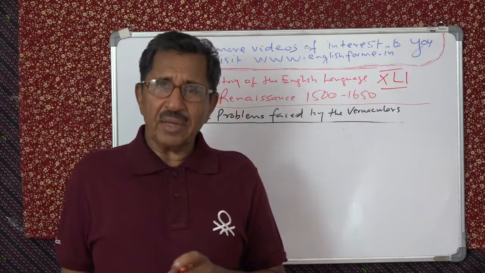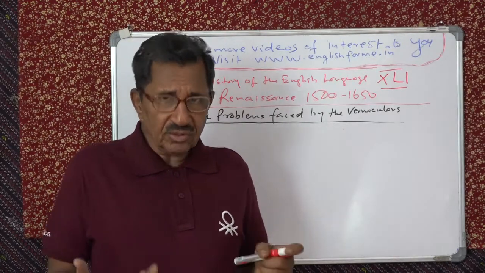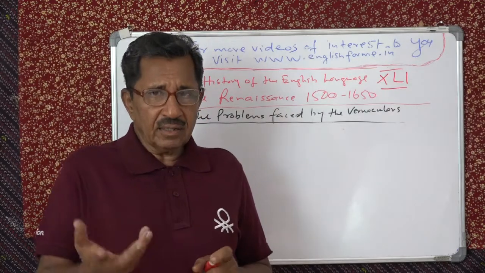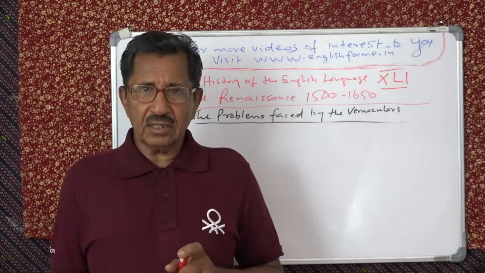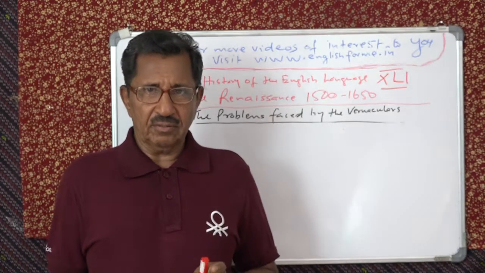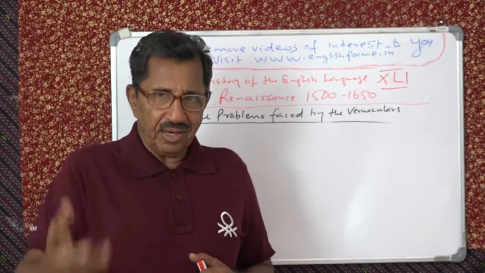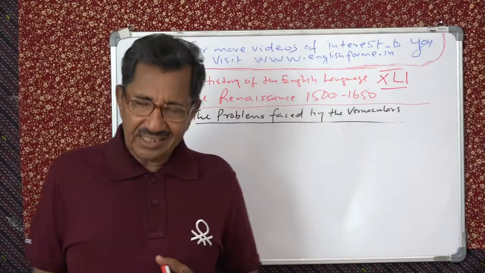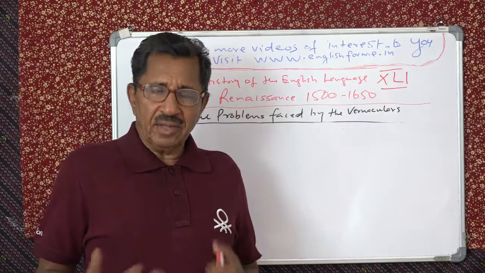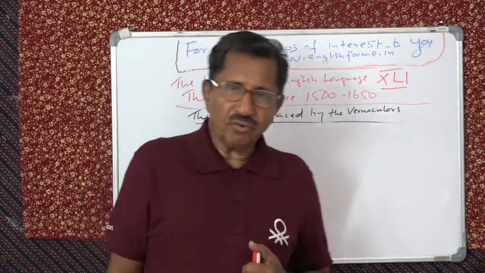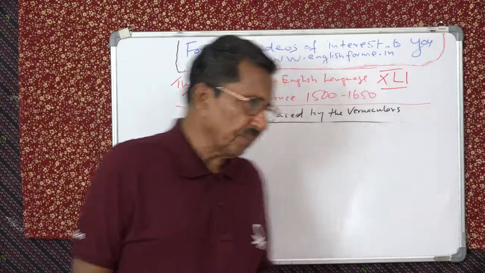Erasmus, Calvin, Martin Luther. Calvin, theologian. Erasmus, also a famous theologian, and Martin Luther, the person who protested against the Roman authority. I protest, he said. And then there began Protestantism, or Reformation. Reformation itself was a product of Renaissance, isn't it? So this is the situation you see.